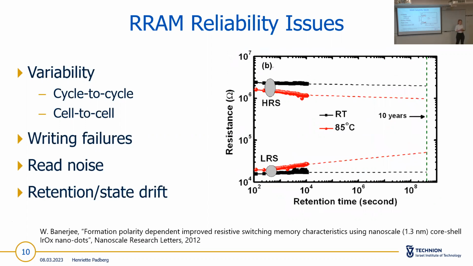What also happens is retention, also called state drift. When you program a cell into a specific state, wait a long time and then measure it again, the state has drifted a bit. You can accelerate that by increasing the temperature, so that you can evaluate how much state drift happens over how much time.